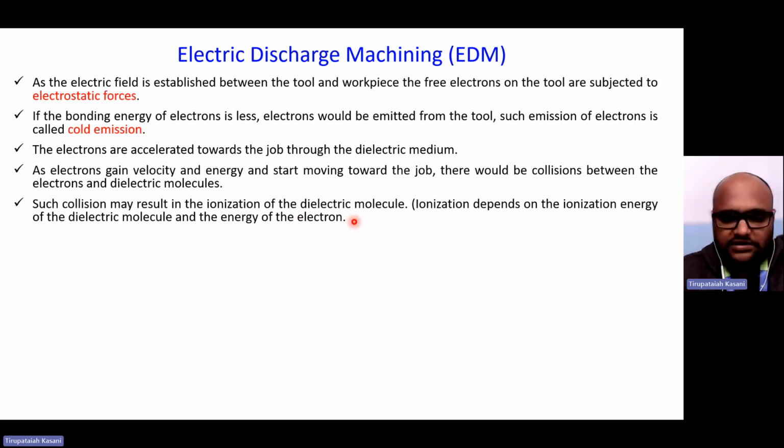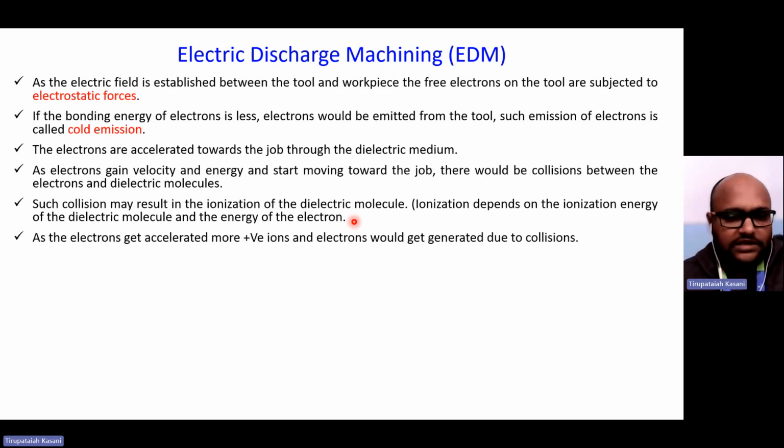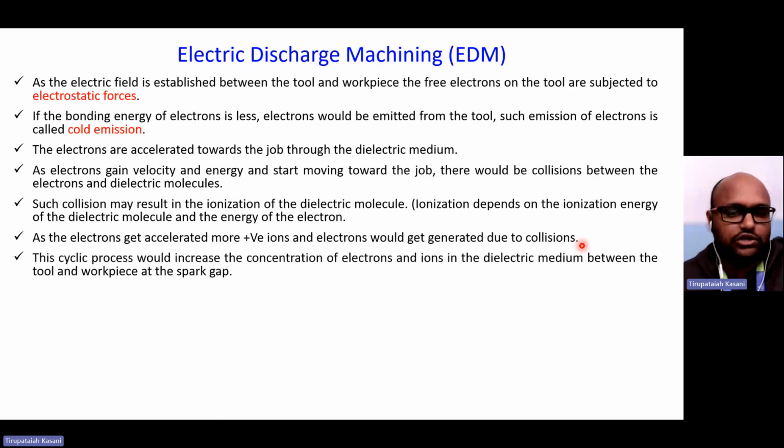This is a dielectric molecule. As the electrons get accelerated, more positive ions and electrons would get generated due to collisions. Due to these collision phenomena, a number of positive ions and electrons would get generated. More positive and negative ions are induced further due to this collision. This cyclic process would increase the concentration of electrons and ions in the dielectric medium between the tool and the workpiece at the spark gap.